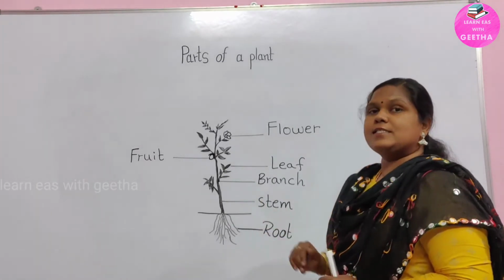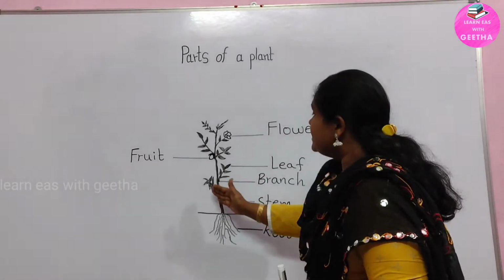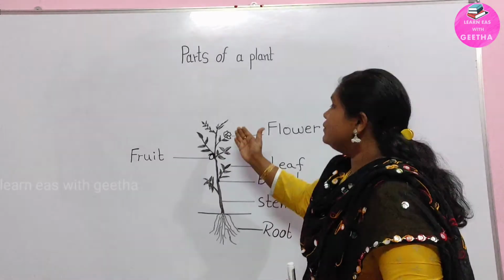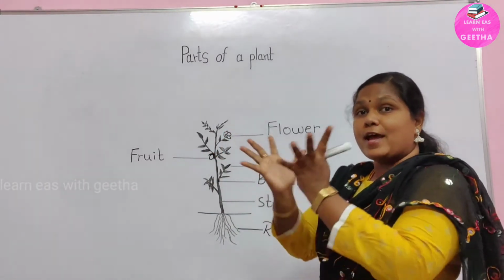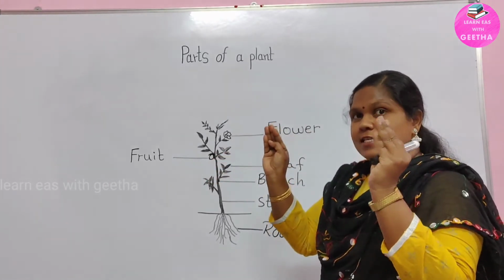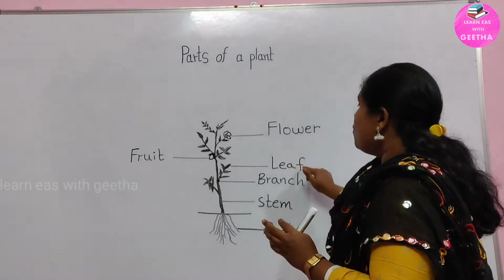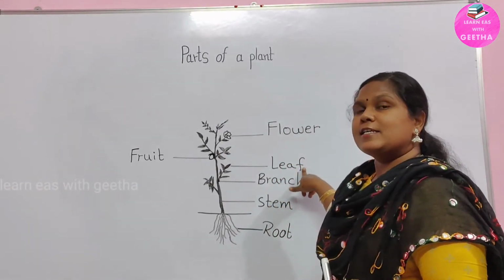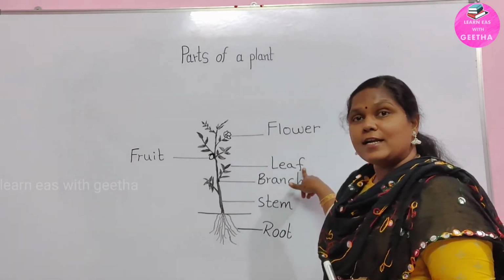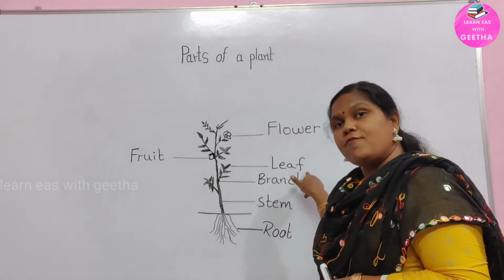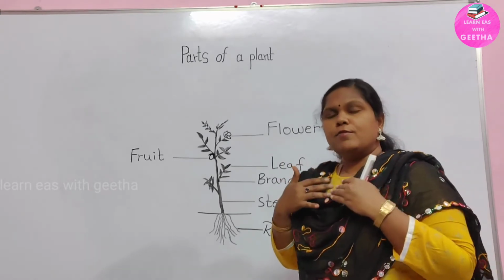Next one is the stem. What does the stem have? The stem bears branches, leaves, fruits and flowers. What about the leaf? The leaf is called the kitchen of a plant. That means the leaf prepares food for the plant.